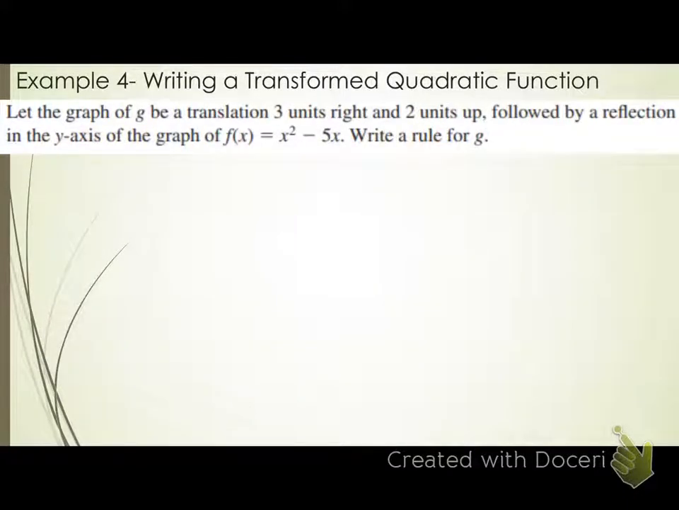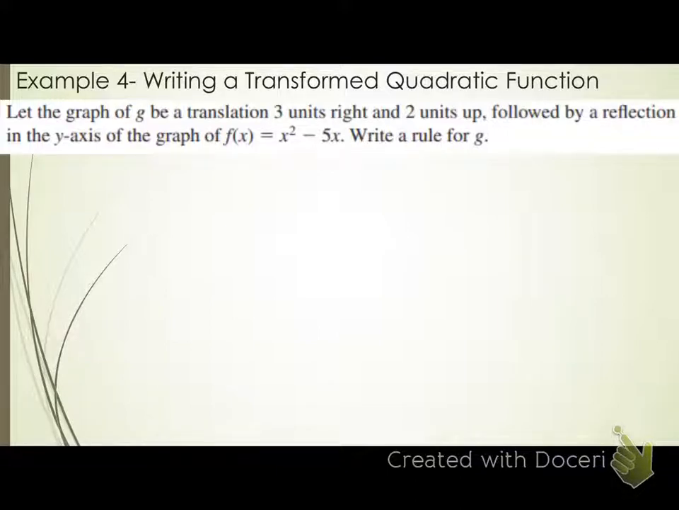We're not going to do this last example, but you would essentially do the same thing. You would take it transformation by transformation. So I would do the translation 3 units right first, and then I do the translation 2 units up next, and then I would do the reflection in the y-axis last. So you just take it transformation by transformation, use those formulas.